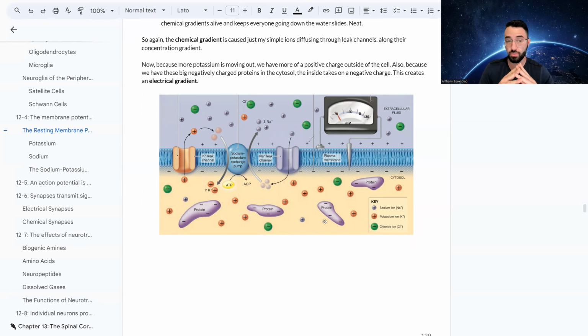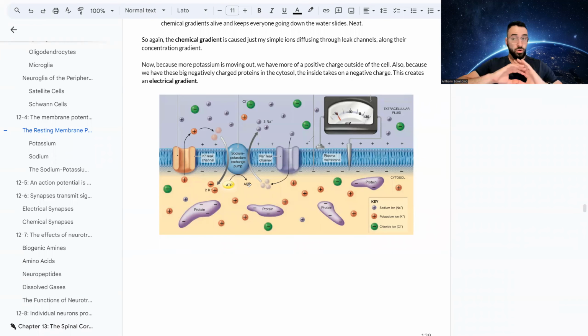They're both in the same column of the periodic table, so they're just a +1 charge here. But more potassium is going out. So there's more positive on the outside. And you can see that they have these little charges right here. And then there's more negativity on the inside.